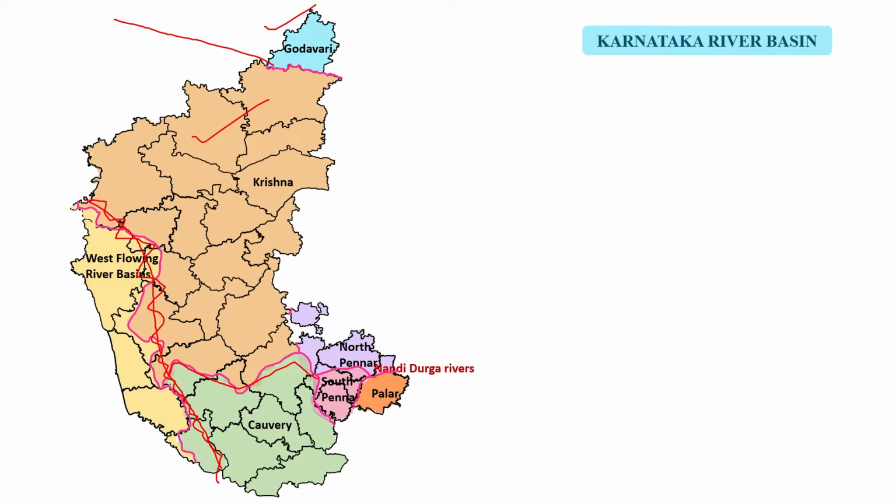The last water divide is the Nandidurg mountain ranges that divides the Palar and Pennar rivers from Kaveri river. So this is the next water divide that separates Kaveri from the Palar and Pennar ranges. These are the important water divides in Karnataka.